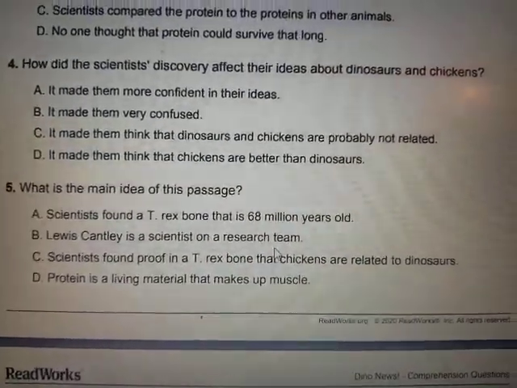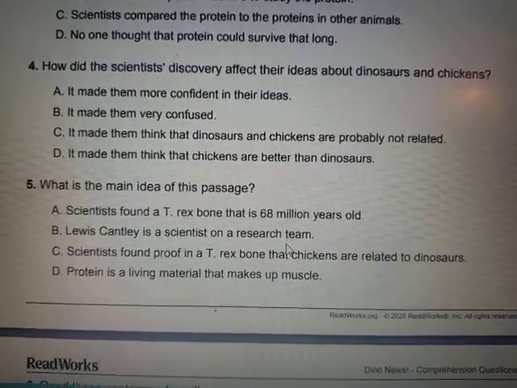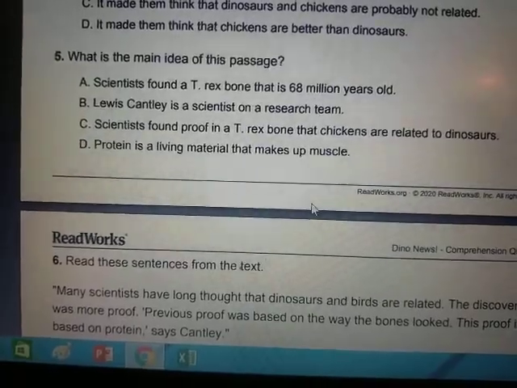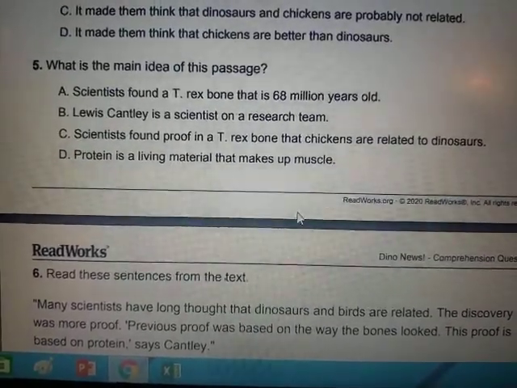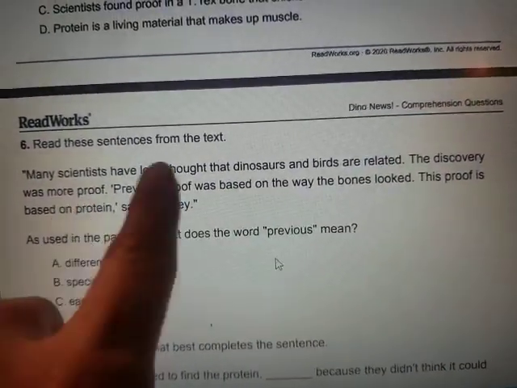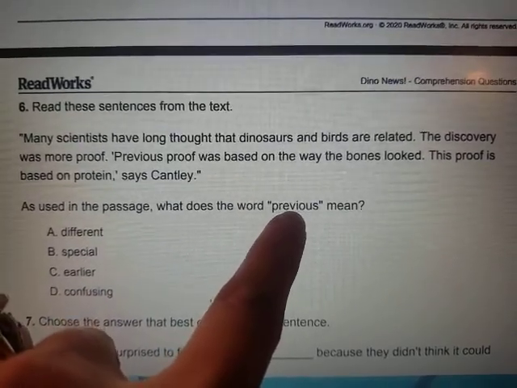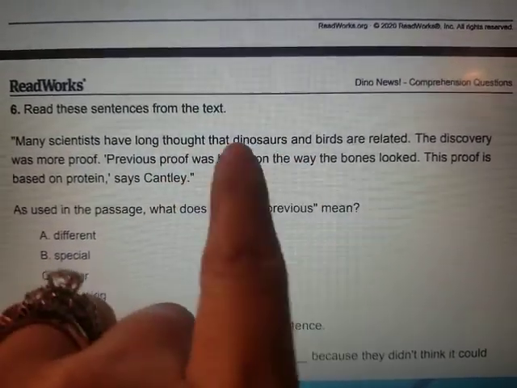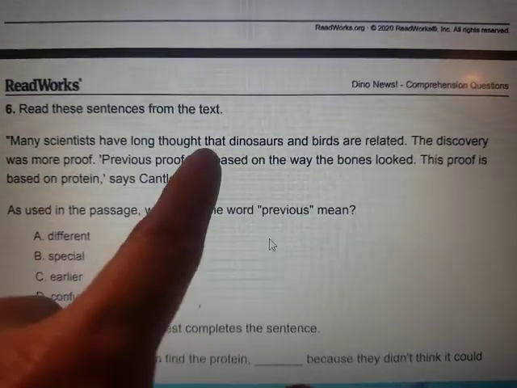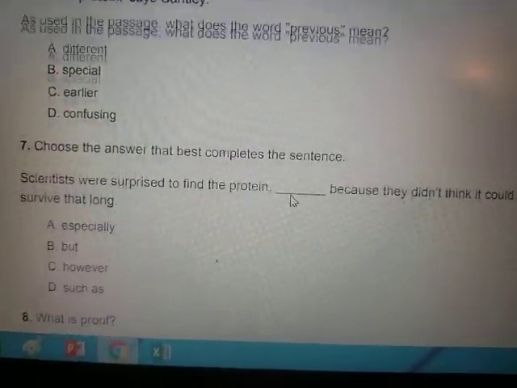Number 4, how did the scientists' discovery affect their ideas about dinosaurs and chicken? Circle your right answer. Number 5, what is the main idea of this passage? What is this whole thing mainly about? What's the lesson of it? Then you're going to read these sentences from the story, and then you're going to tell me what the word previous means. So use the context clues to figure out what previous meant, and previous is right here. So you read the sentences and tell me what previous means.